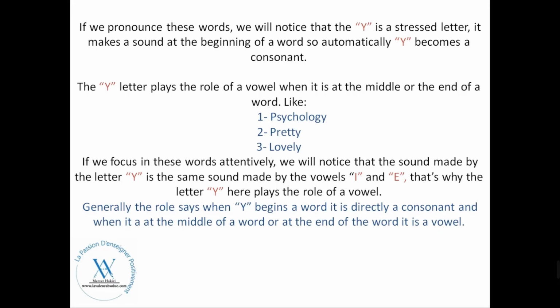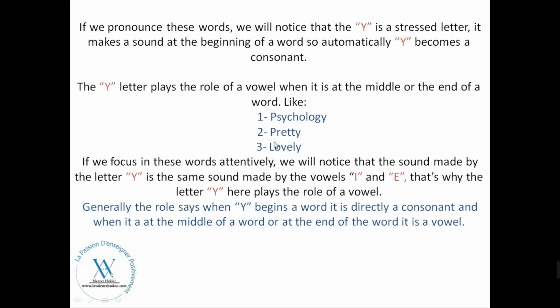The first example is psychology, the second one is pretty, and the third one is lovely. So we have psychology. Remember, guys, the P is never to be pronounced. It's not like French, we say psychologie. En anglais, on dit psychology. So, pretty, focus how I say pretty. And then we have lovely. It's not lovely, it's lovely.